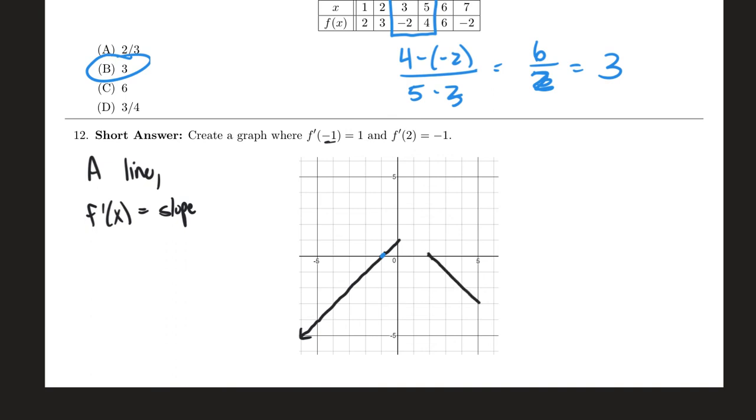Then I can just have them meet somewhere in the middle. There's not going to be a derivative at that cusp, but all that matters is that at -1, that slope is 1, and at 2, that slope is -1. So that's the simplest graph you could do to make both of those true. You could do something crazy with curves, making sure your tangent line is like that and your tangent line is like that, but that's going to be harder to approximate and get exactly right. So using straight lines is your best bet to make it as simple as possible.